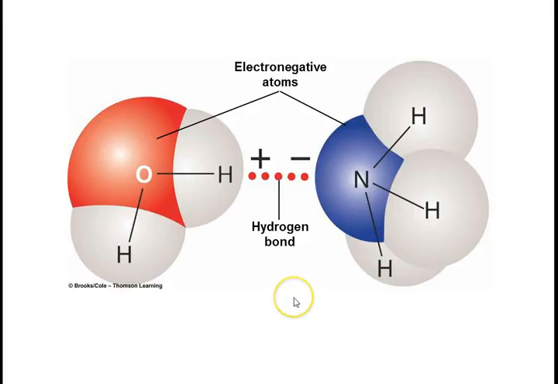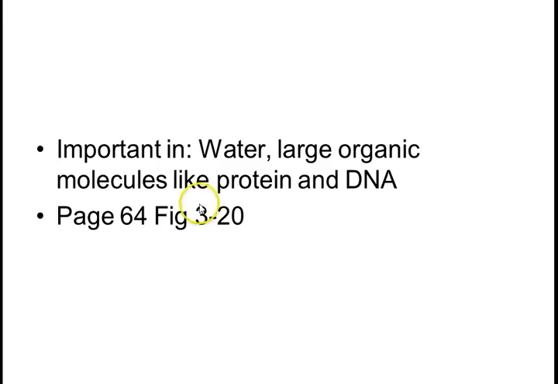Okay, so here's a diagram from your textbook. Their artwork is a little better than mine, but you notice here's our water molecule, positive charge on the hydrogen in the water. Here's the ammonia, negative charge on the nitrogen, weak attraction between those two. That is the hydrogen bond. Now these hydrogen bonds are very important in water. One water molecule is hydrogen bonded to the next water molecule. It's also important in large organic molecules like proteins and DNA.